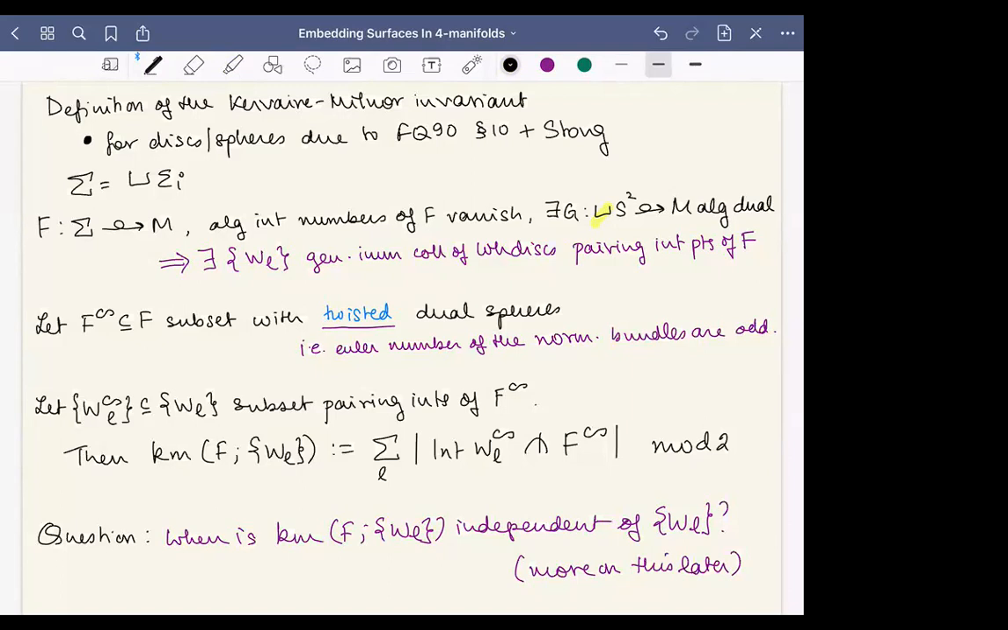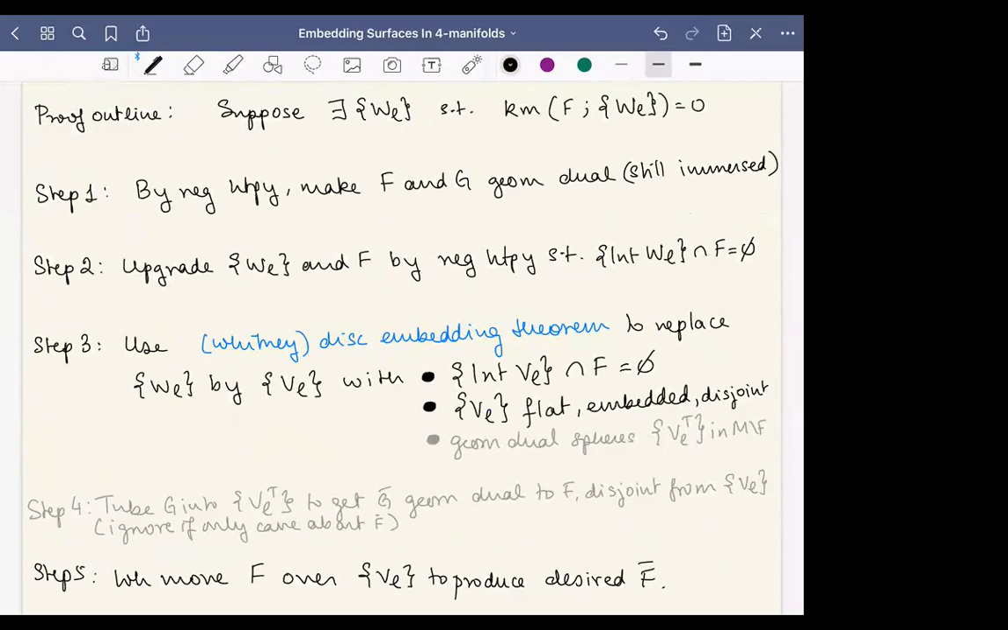I would like to talk about this independence from the collection of Whitney disks in a second, but I'll just tell you the proof outline first. So suppose there exists a collection of Whitney disks for which this count is trivial. I've put in gray the parts that are only about getting the geometrically dual spheres. So if you only care about F bar embedding F, then just ignore it.